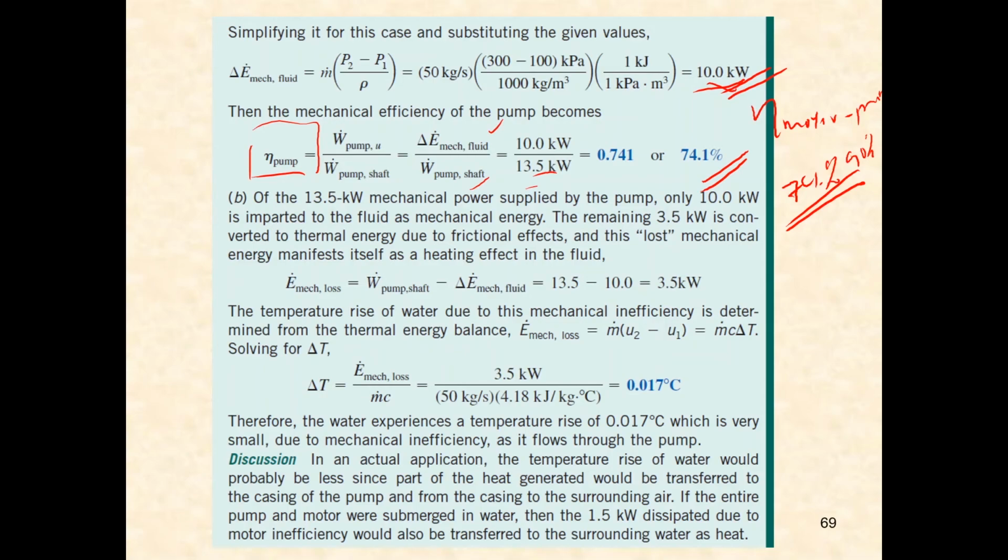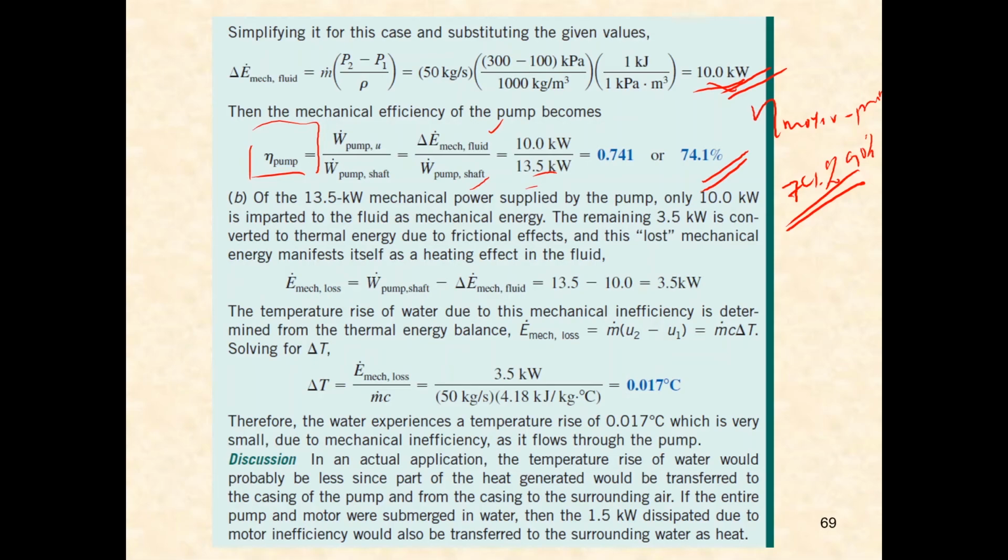In the second question, it asks how much the temperature increases. This is not really related to fluid mechanics; it is more into heat transfer, thermofluid or thermodynamics. Basically, we know that for this 74.1%, you can notice the difference is 3.5 kilowatts, and this inefficiency is usually due to loss in terms of heat. It changed into heat.